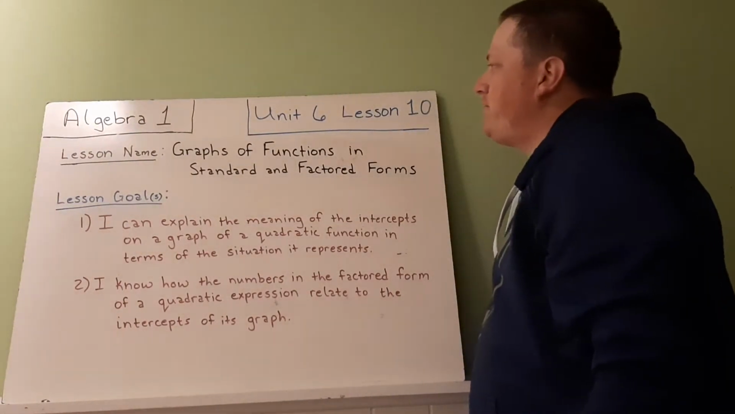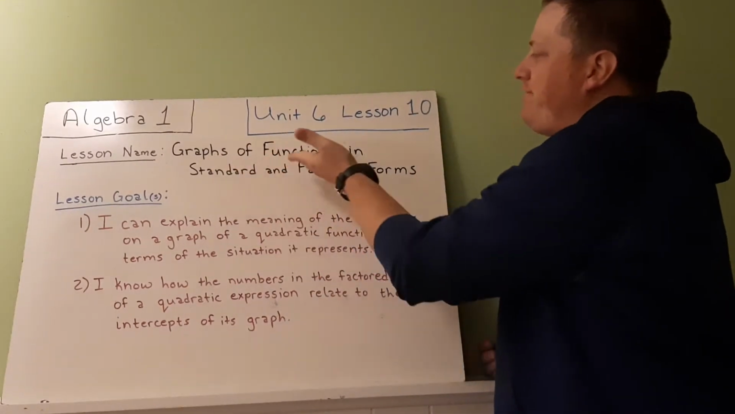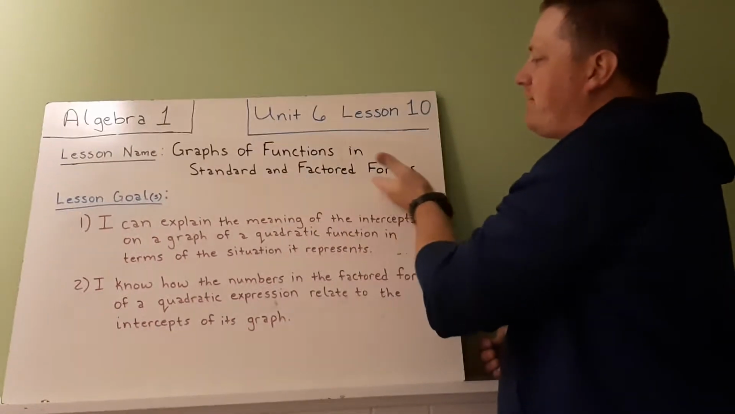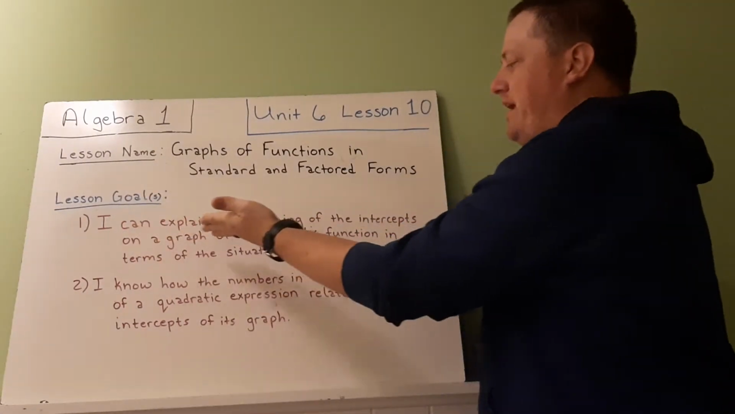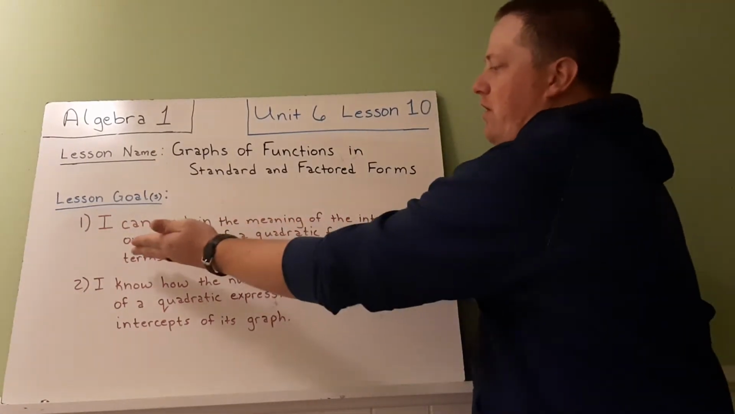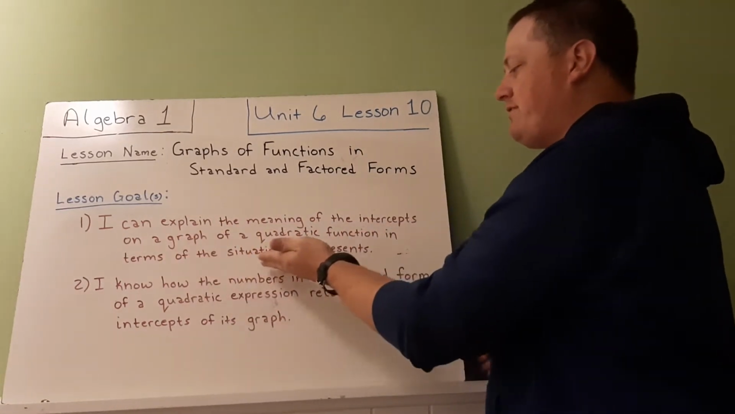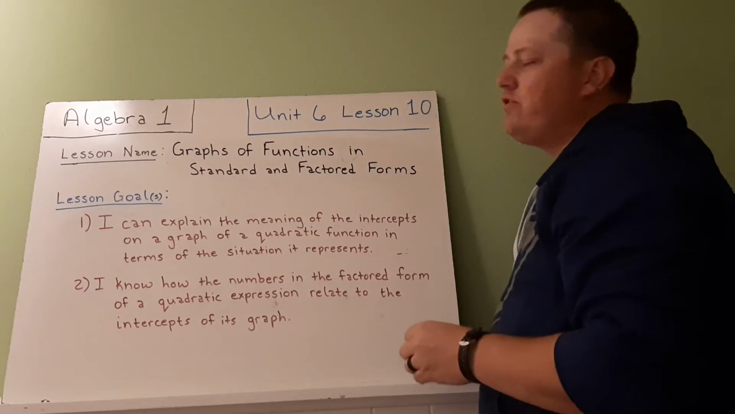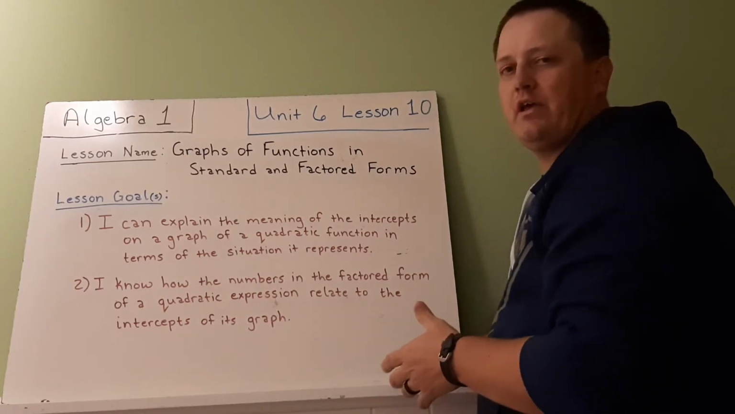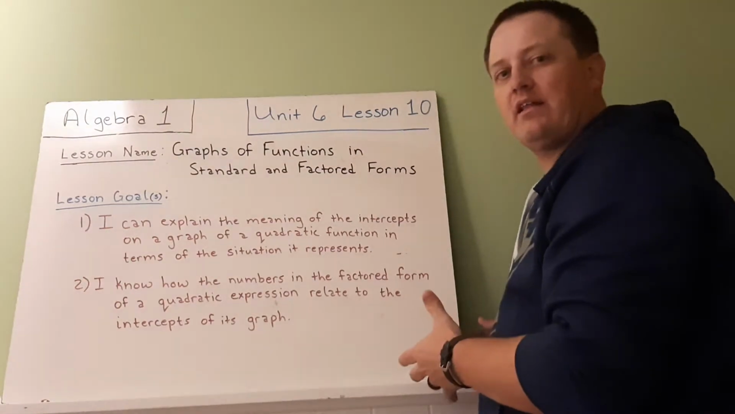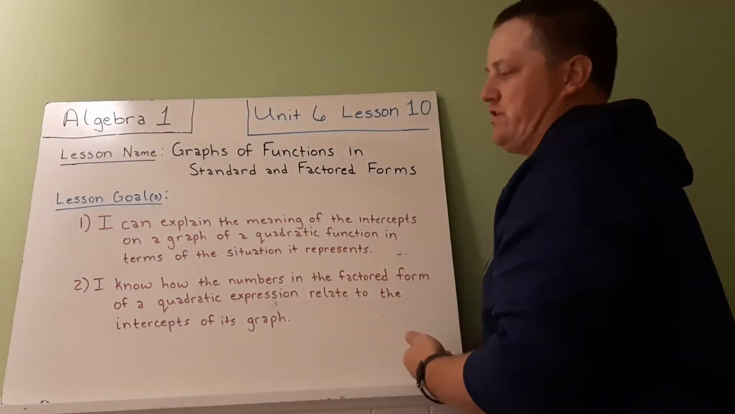All right, Algebra 1 students, let's look at Unit 6, Lesson 10, Graphs of Functions in Standard and Factored Forms. So we have two goals here. I can explain the meaning of the intercepts on a graph of a quadratic function in terms of the situation it represents. So we're going to be looking at the graphs, and the intercepts, the x and y intercepts, tell us something, and we want to know exactly what they're telling us in the situation.